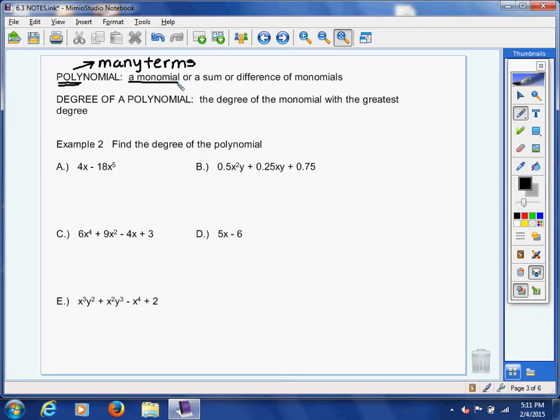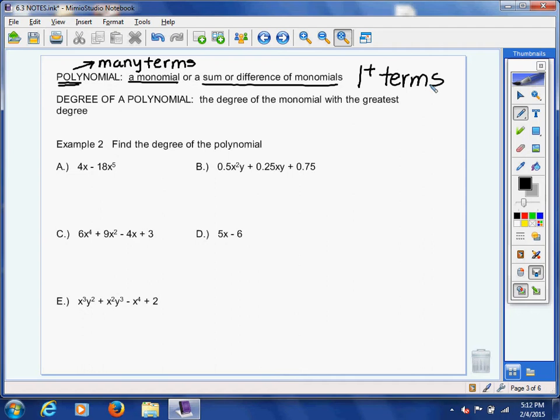It could be a monomial, and so you could call it in general a polynomial. Or it's a sum or difference of monomials. So you've got one or more monomials that you're adding or subtracting together, and we can call the whole thing collectively a polynomial. Just to make it real simple, it's one or more terms. It can be one term or it can be more than one term.